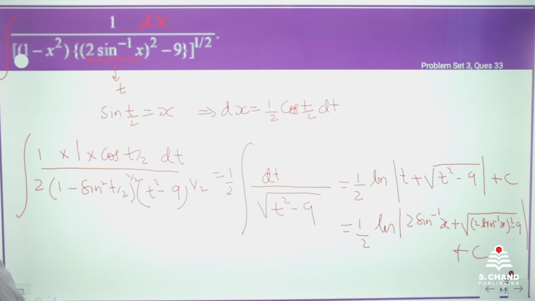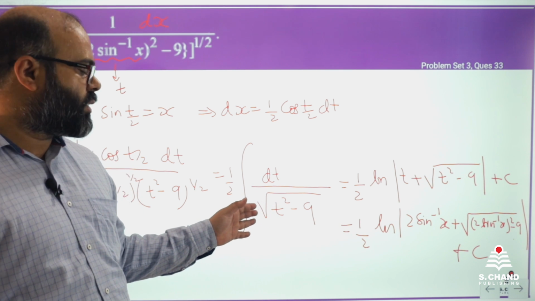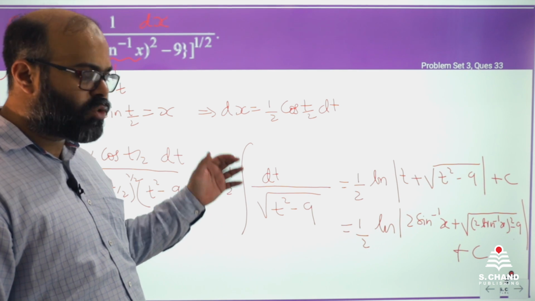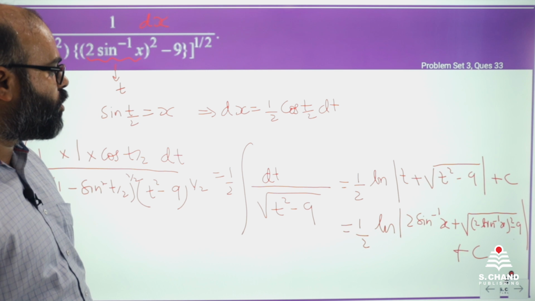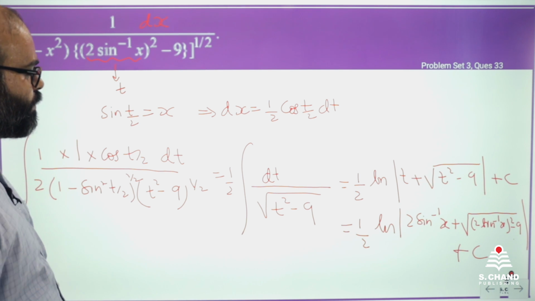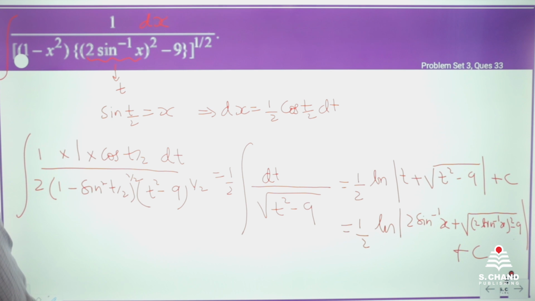Now let us come to the next question. These formulas you have to remember: 1 by root over x square minus a square, 1 by root over x square plus a square, 1 by root over a square minus x square. All these formulas you have to remember, of course. You can derive them also, but it is better to remember.